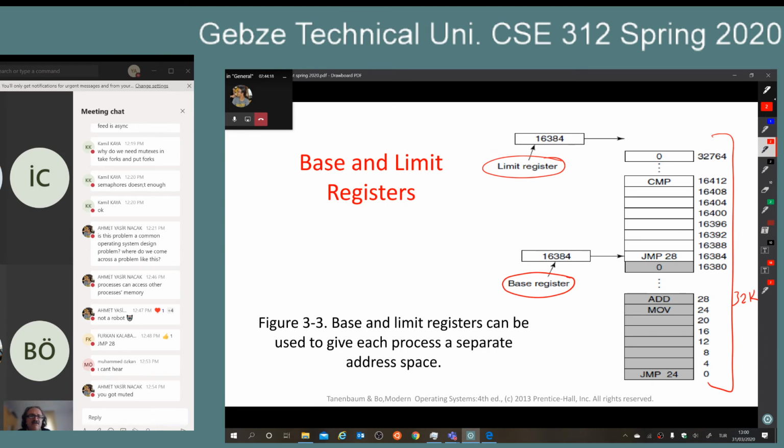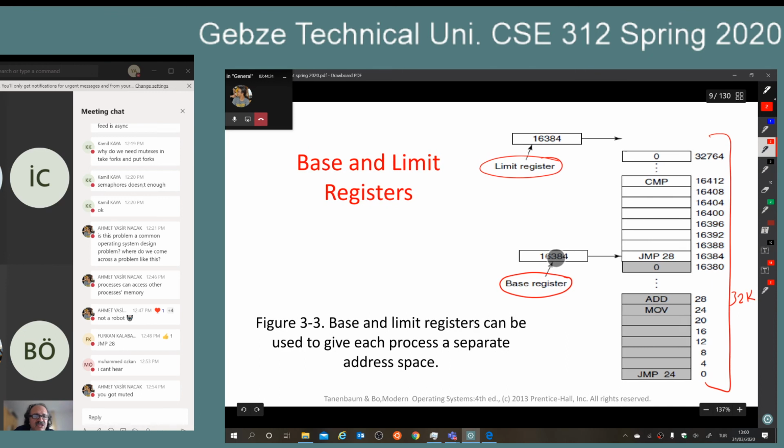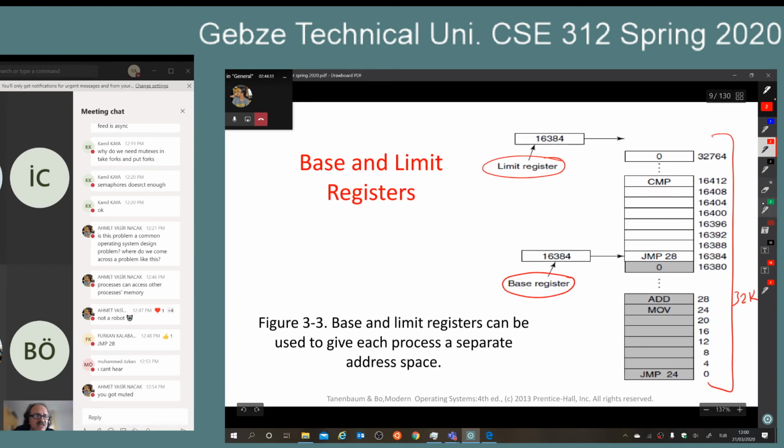The function of the base register is this: if the CPU executes an instruction like jump 28, this number is automatically, on the fly, added to the base register number. This base register number is the same as this number. That's the starting address of the program. For this program, the base register would be 0.